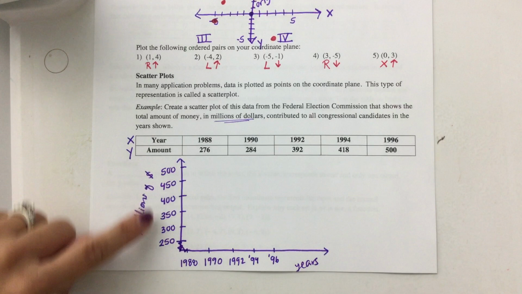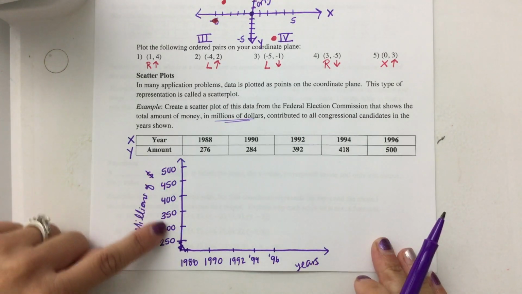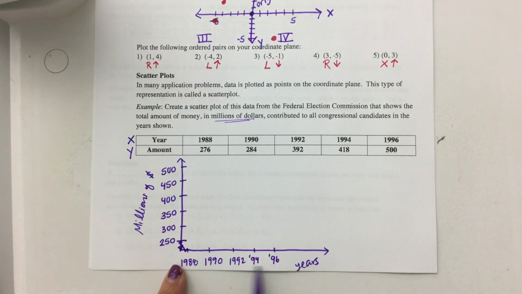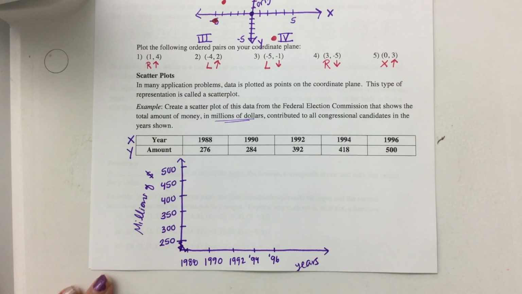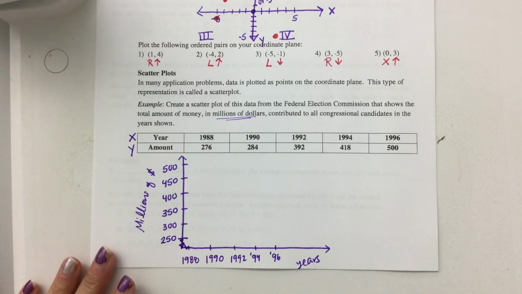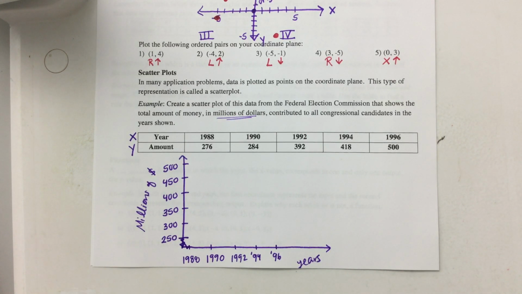You always have to space evenly. We spaced evenly by 50s. Here we spaced evenly by 2s. I had to include a break symbol for both because I did not start at a 0. So that indicates that you zoomed in at a portion of the graph. If you do not include those break symbols, what you have created is called a misleading graph.